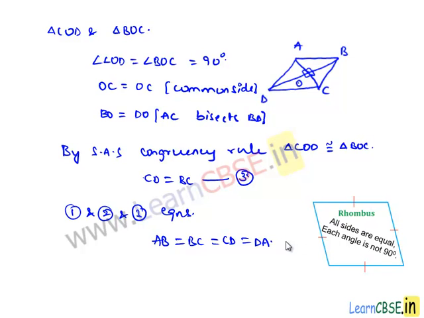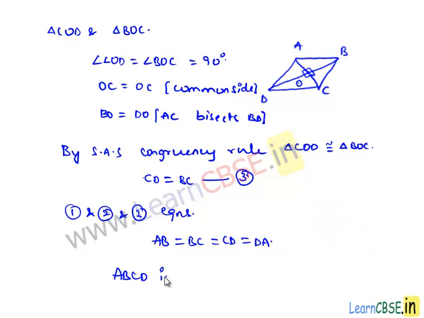Here initially from the given we know that diagonals of the quadrilateral bisect each other perpendicularly and all the sides are equal. So finally we can say that ABCD is a rhombus. That is what the proof required for us.